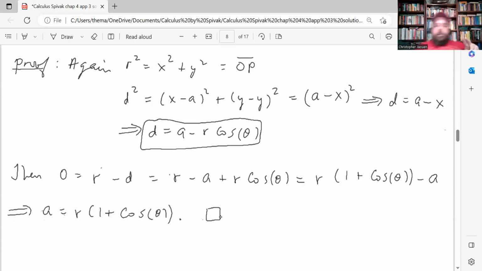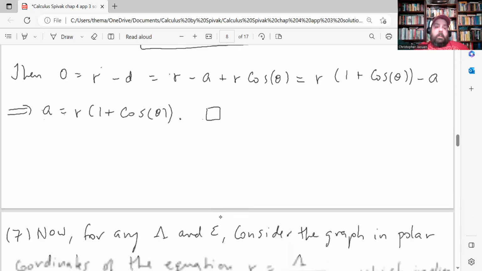And then assuming that r and d have the same value, the lengths are the same, then 0 is equal to r minus d, which is equal to r minus a plus r cosine theta, which if you rearrange and factor out the r is equal to r times 1 plus cosine theta, and then minus a, and then just bring the a to the other side and you get the form that he asked us to find. So that's the problem. All right, that's question 6.